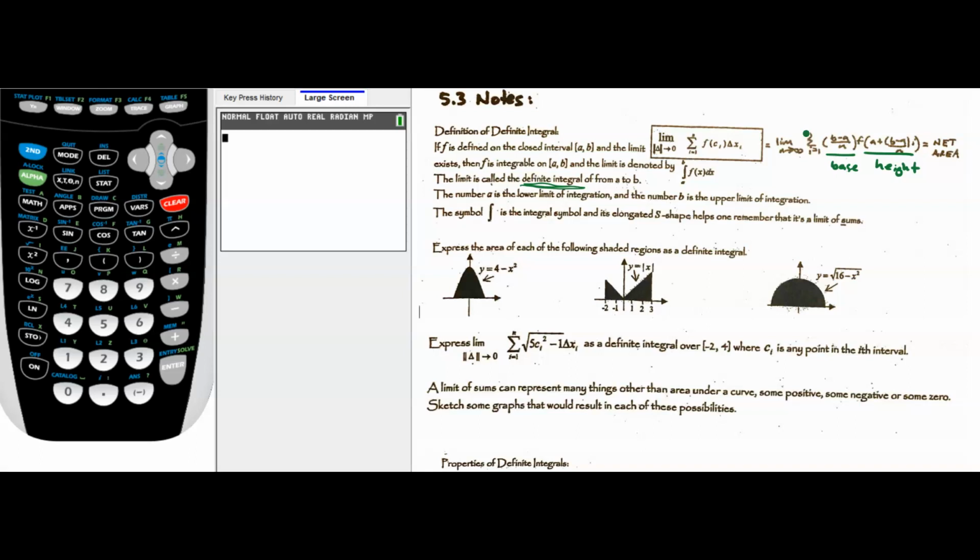In these first few examples, I say express the area of the following shaded regions as a definite integral. In this picture, I've got an area bounded by a function, y equals 4 minus x squared, and the x-axis, and it appears that this is going to be -2 and this is going to be +2, because I think those would be the x-intercepts for this function. So in terms of a definite integral, this would be the integral of 4 minus x squared going from -2 to 2.